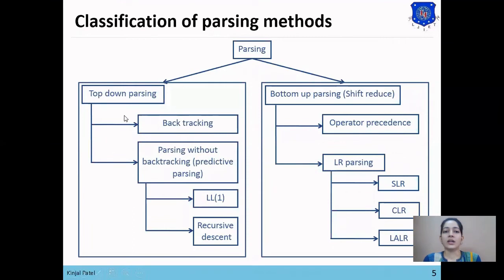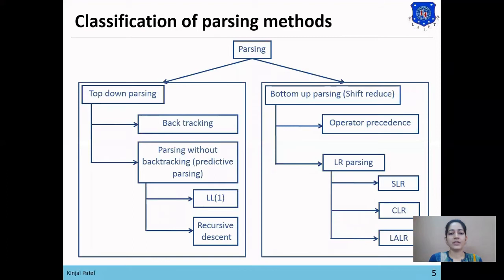Now we need to remove ambiguity from the grammar if we use top-down parsing or bottom-up parsing. Ambiguous grammar is not allowed in any of these parsing techniques except operator precedence parser. Only the operator precedence parsing algorithm allows ambiguous grammar. So first we'll start from the backtracking method.